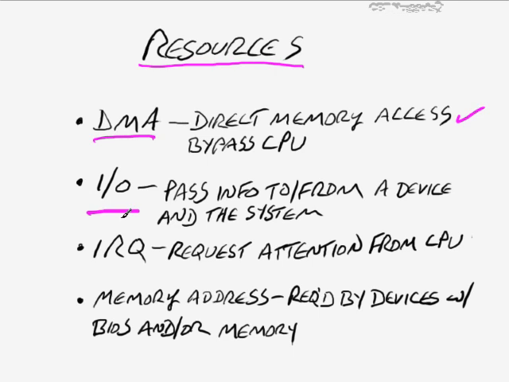Same thing is true of information that passes to and from a device in your computer to the rest of the system. It has to have kind of a designated space where it goes in and out of that information. And then you'll also have interrupt requests.